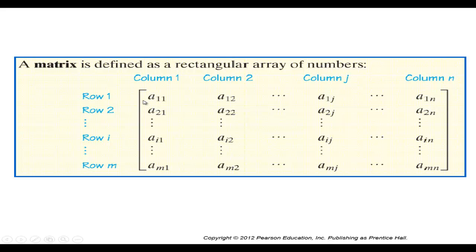So the rows have the first number, it signifies the rows. So this would be row 1, column 1, row 1, column 2, and then the columns, those are the second digit, and then row 1, column J, row 1, column N, and so on. The columns, they of course work vertically, and they're symbolized with a J. So notice this would be A_ij. The I signifies the row number, the J signifies the column number.